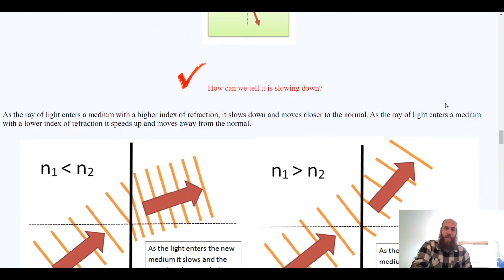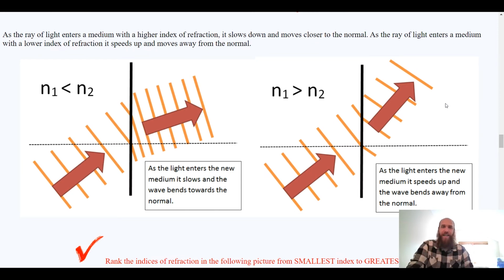And the reason why is because of these pictures here, or at least a rough idea why. It's not really the best picture, but it's a good analogy. So you've got N1, which is the index of refraction on the left-hand side of this bold line, and N2 is the index of refraction on the right-hand side of this bold line. And you can see these wave fronts here that are traveling along the direction of this red arrow. And the right-hand side of the wavefront is going to get to this boundary first. And as they pass into that new material, they're going to become more compressed. And so those more compressed waves are what causes this to turn towards the normal. As light enters into the new medium, it slows down, the wave bends towards the normal.